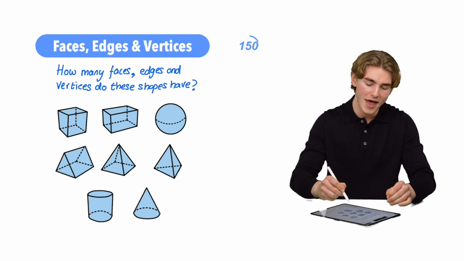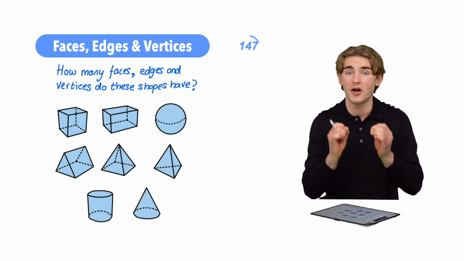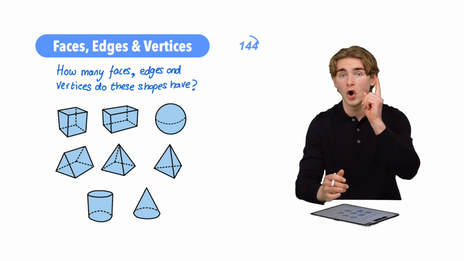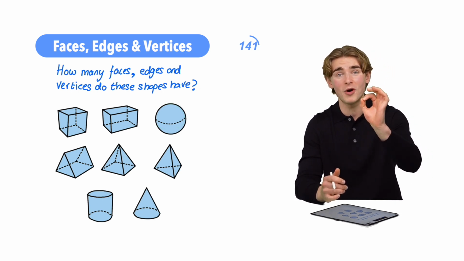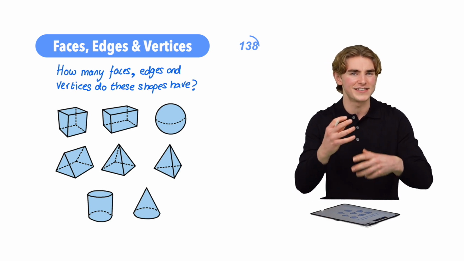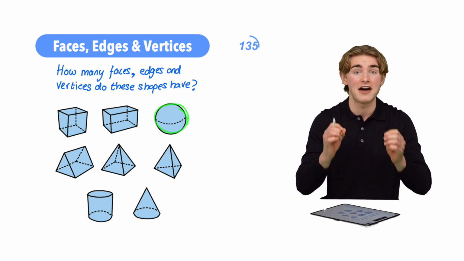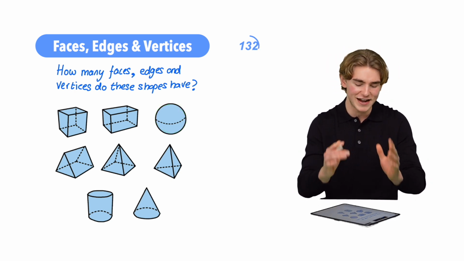Up next, we have our sphere, and this trips a lot of people up. It is actually going to have one curved face. It's going to have 0 edges and 0 vertices. Sounds a little bit weird, but have a look at our sphere. It should make sense.